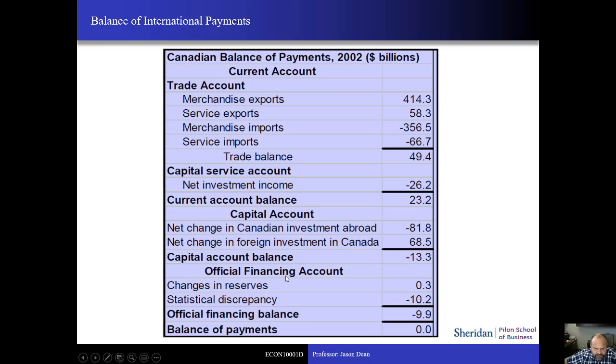And now we look at this thing called the official financing account. This contains changes in reserves, so these are reserves held by the Bank of Canada. And then we make up the difference with a statistical discrepancy. Then the official financing balance will be 9.9, and so the whole thing will balance out. So after we do this, the balance of payments should net out to always being equal to 0.